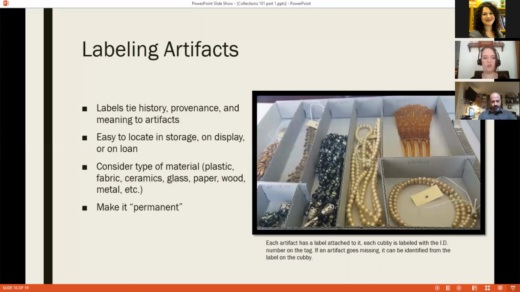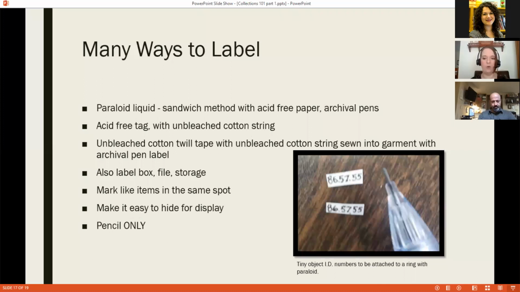So when it comes to actually applying labels, there's a variety of ways. Some are more involved than others. The easiest way is to just get a piece of acid-free paper and an unbleached cotton string, write the label on in pencil, and then tie it onto an object. Very simple. There's also twill tape, which looks kind of like a shoelace, and you can write a label on there and sew that into garments.